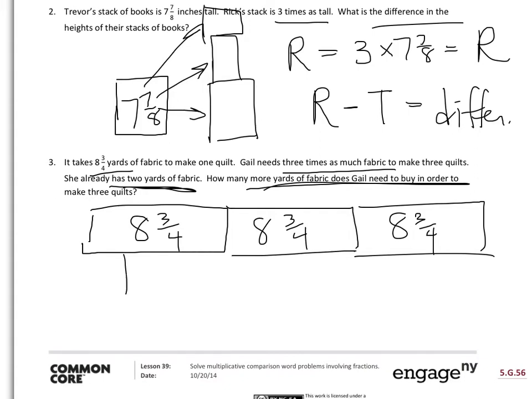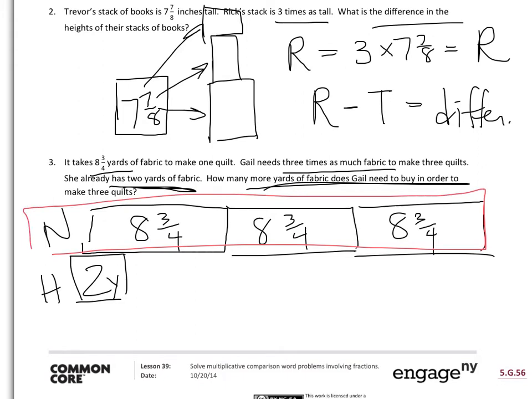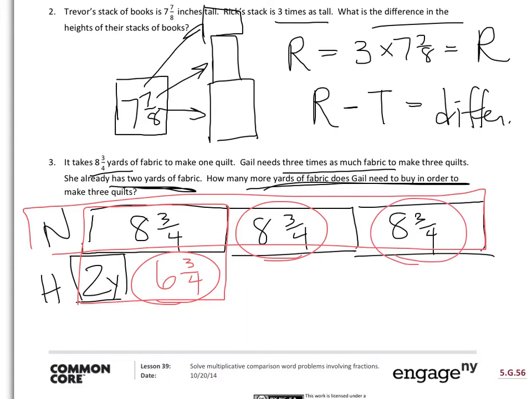I already know that she has 2 yards. This is what she has, and this is what she needs. So I first could figure out what she needs by using what I see here. Once I know that, I could subtract off the 2 yards, or I could even think of this first quilt. If I already have 2 yards for it, I only need 6 3/4 more. So I could add up what I need remaining for the first quilt, the second quilt, and the third quilt, or I could add or multiply how much she needs for the 3 and then subtract off the 2 she already has.